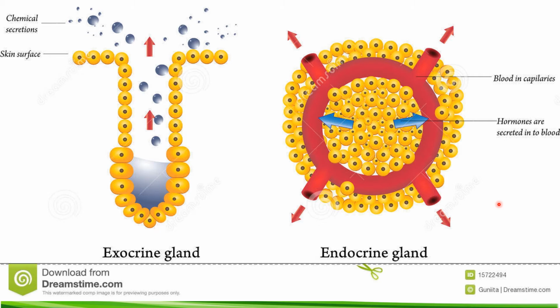This diagram shows the exocrine gland. The exocrine gland contains the ducts that convey its chemical secretion to the outside. For the endocrine gland, we have here the presence of the blood capillaries, whereby the exchange of the hormones occurs. And here we have the presence of the endocrine cells. These cells will secrete the hormones directly into the bloodstream.